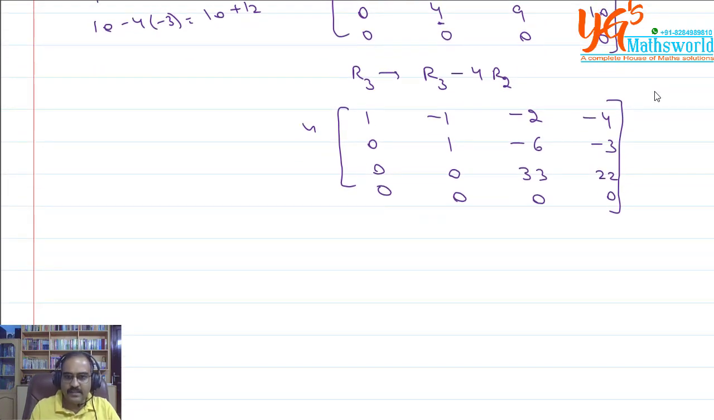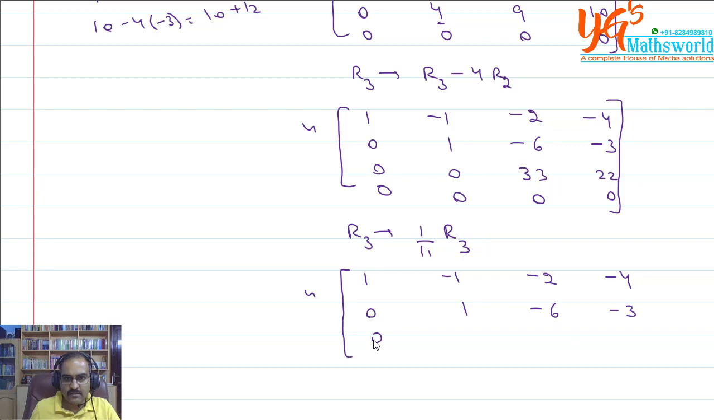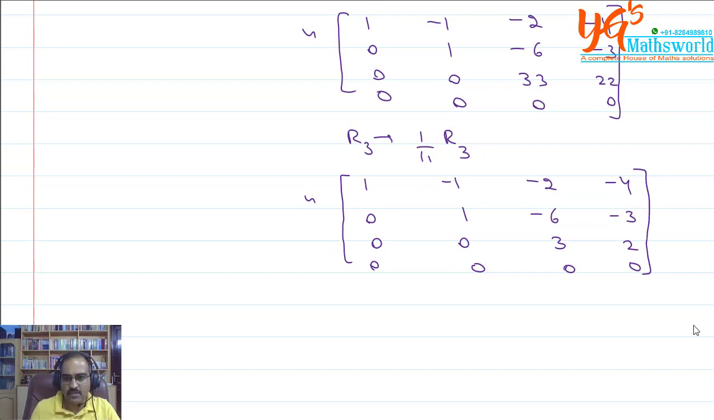Next step, I can divide the third row by 11. So I'll reduce R3 tends to 1 by 11 times R3. So it further reduces to 1, -2, -4, 0, 1, -6, -3, 0, 0, 3 and 2, then 0, 0, 0 and 0. Now just check, after applying any other concept, I can't make any further zeros. The only possibility is if I multiply this row by 2, so 6 and 6 0, but that will be the same in this concept. So further zeros are not possible.